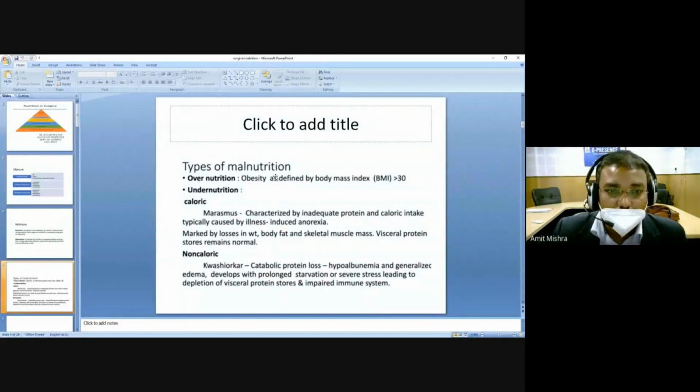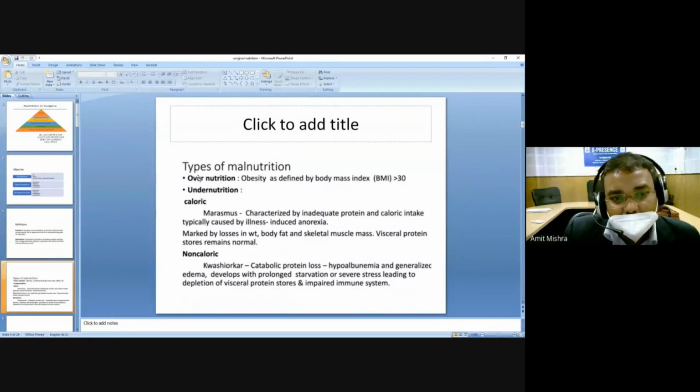Basically, overnutrition, definition-wise, is obesity. Obesity is basically because of overnutrition, and it is defined by a BMI of more than 30. So malnutrition can be either overnutrition or undernutrition. Overnutrition is when the BMI is more than 30, and undernutrition is when it is less than 22. Okay, so undernutrition can be caloric or non-caloric.